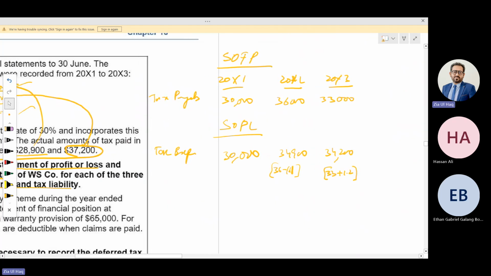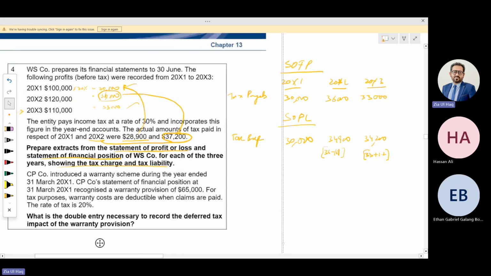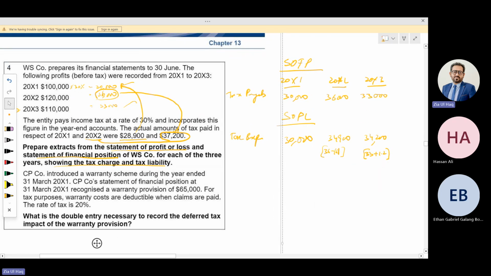That is adjusted with the next tax, that is 33,000 plus that under provision relating to previous year. And if in case it's over, then we have to deduct. Like in year 2, we deducted because year 1 was having over provision. 30,000 was provision and we paid 28,900. So that we adjusted with this 36,000. In year 1, there was no information about previous year under or over provision.